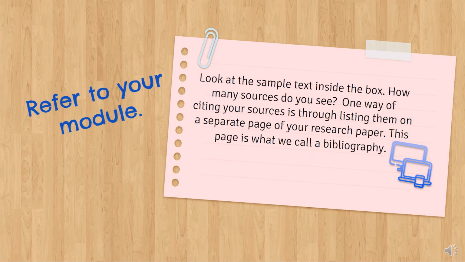Look at the sample text inside the box. How many sources do you see? One way of citing your sources is through listing them on a separate page of your research paper. This page is what we call a bibliography.